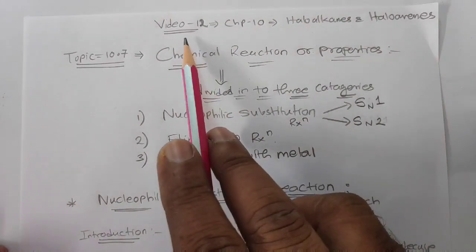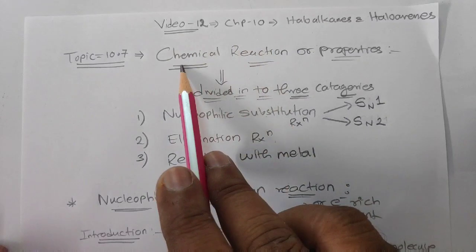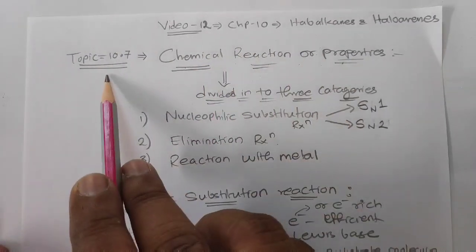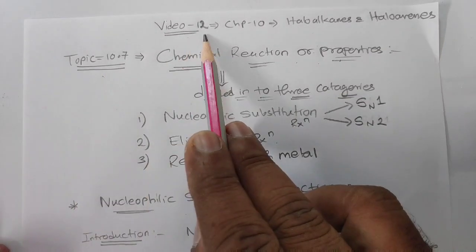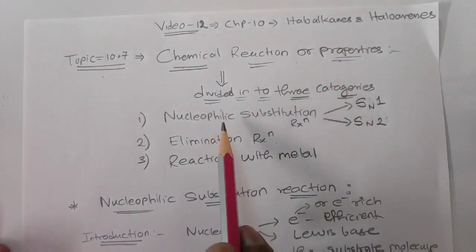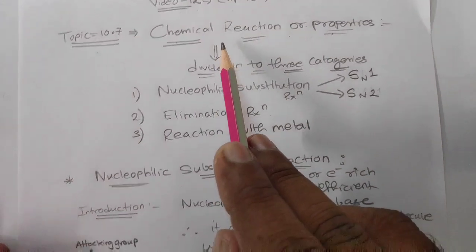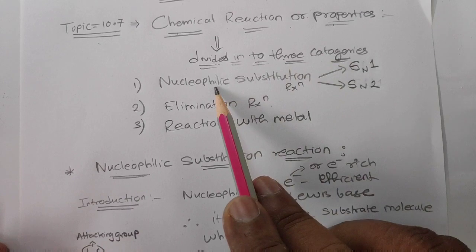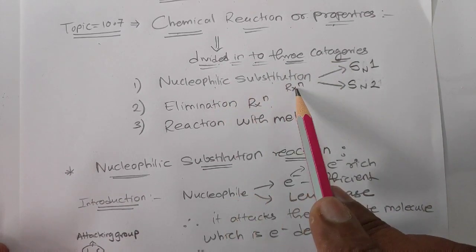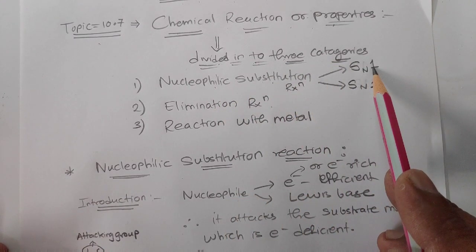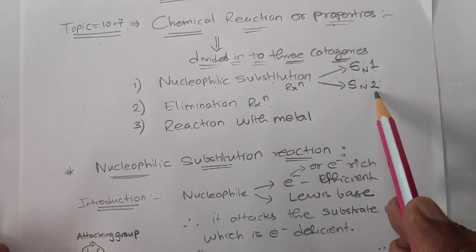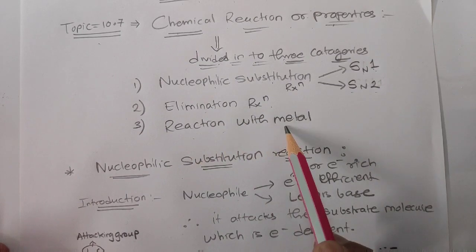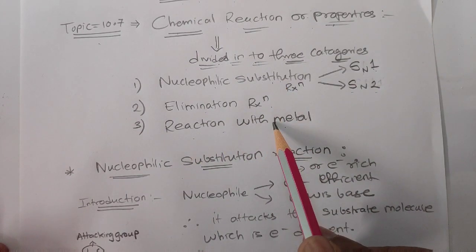Today we are going to discuss chemical reactions or properties, chemical properties, topic 10.7, video number 12, chapter 10, haloalkanes and haloarenes. Now, these chemical reactions or properties can be divided into three categories. The first one is nucleophilic substitution reaction, in which two mechanisms you are going to study, SN1 mechanism and SN2, elimination reaction and reaction with metal. So these three types are what we are going to study.